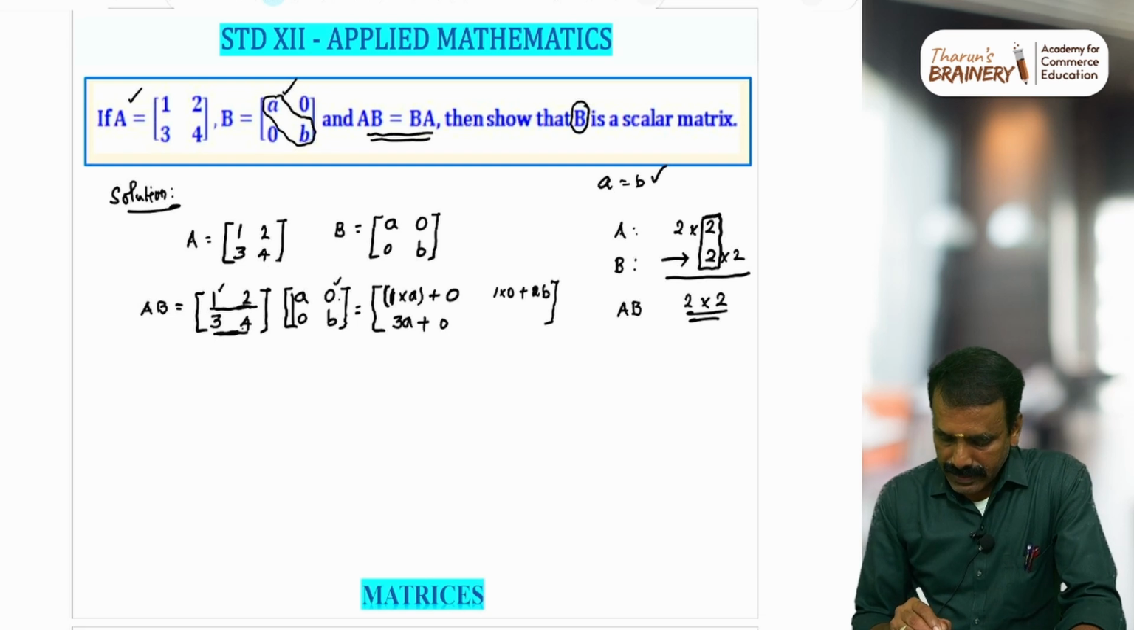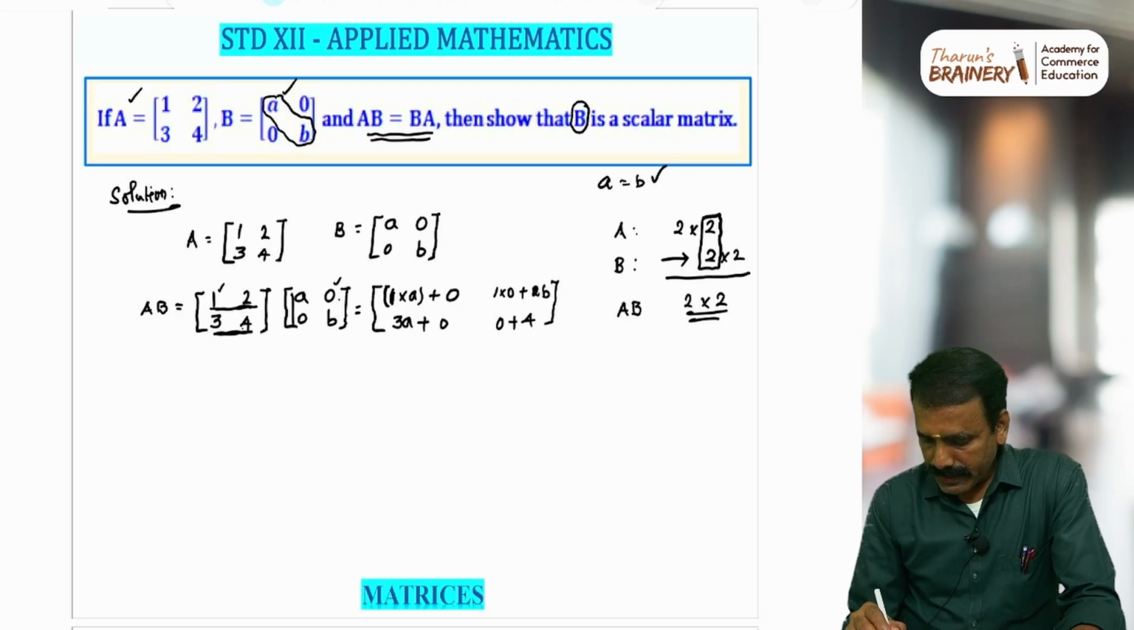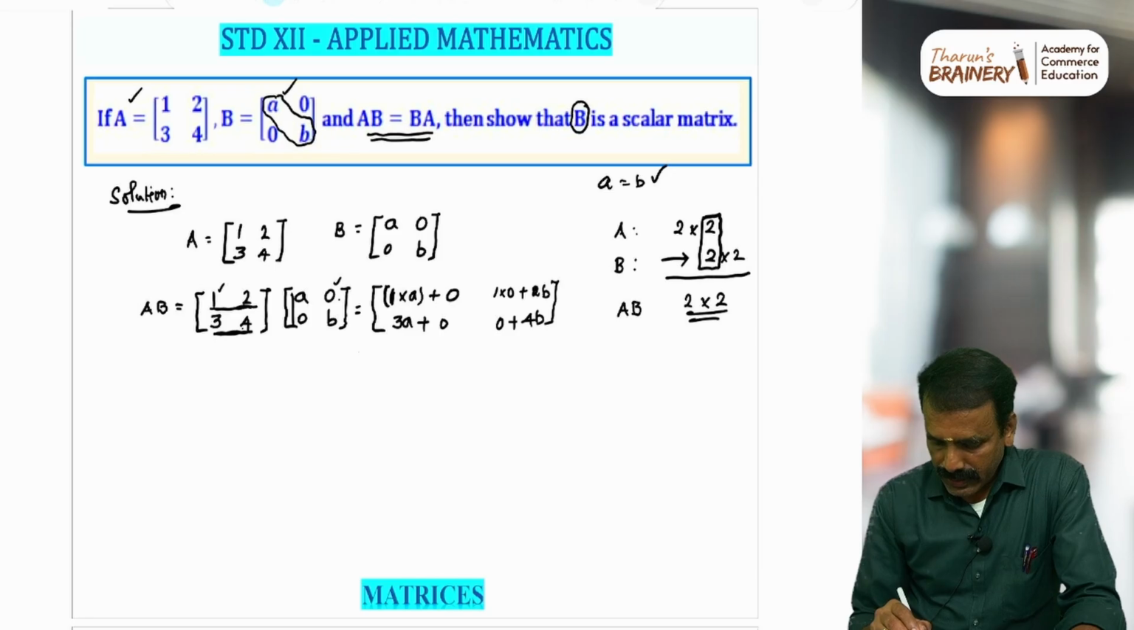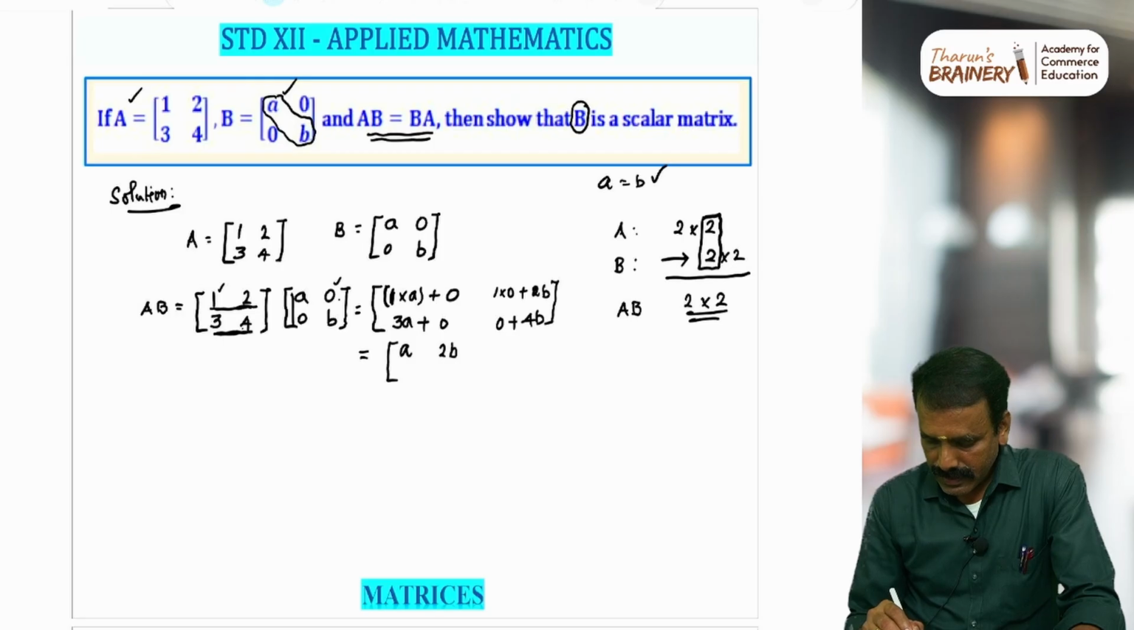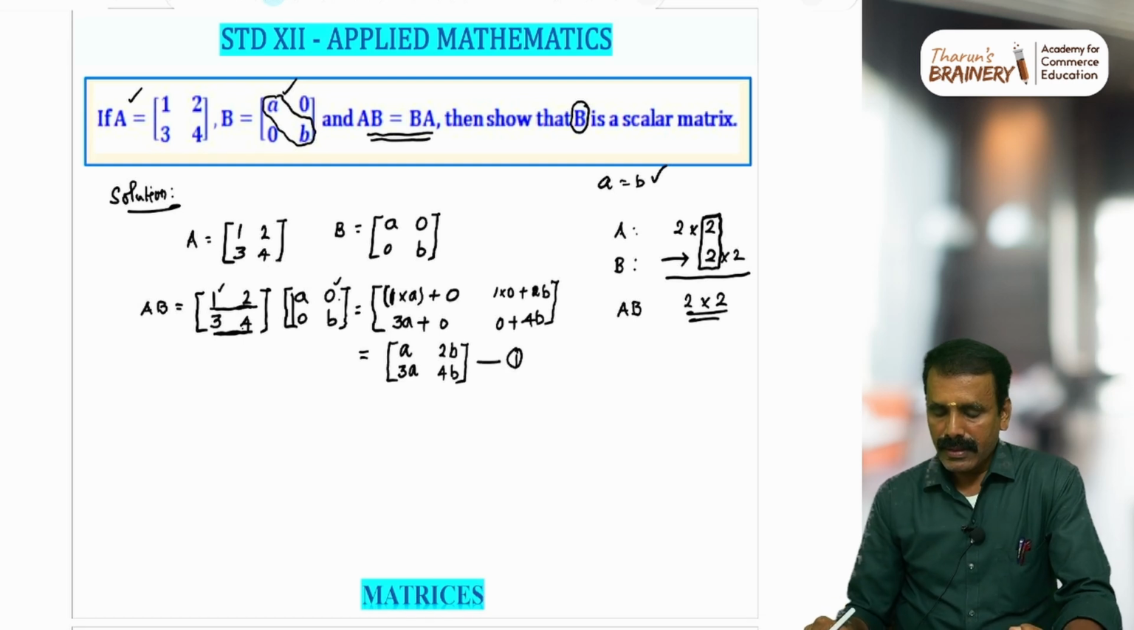Next I am going to multiply the second row with the second column. So 3 into 0, 0, plus 4 into B. It is going to be 4B. So when you simplify, you are going to get the answer as A, 2B, 3A, 4B. So this is your first matrix AB.